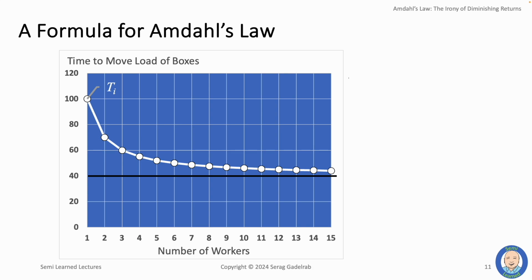Now, of course, there is a formula for Amdahl's Law, which is the mathematical representation of this curve of diminishing returns. The formula calculates the time t it takes to complete the task as we add more workers. If the time to complete the task when we only had one worker is represented as t sub i, or the initial time, then Amdahl's law tells us that the duration t when we increase the number to n workers is the initial time multiplied by this rather complex looking factor.